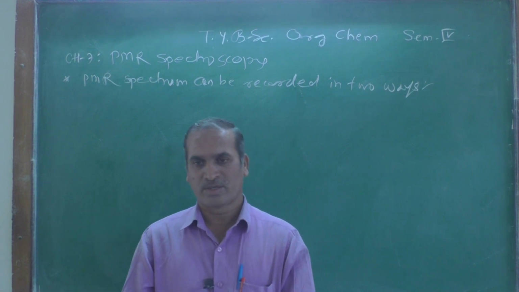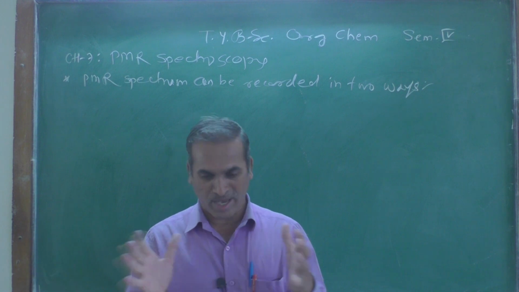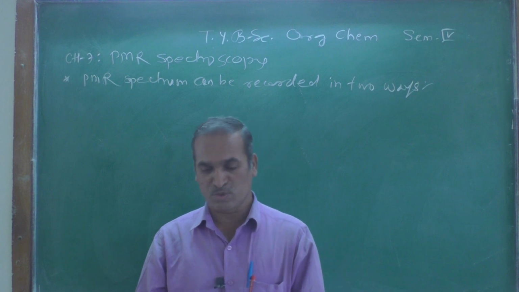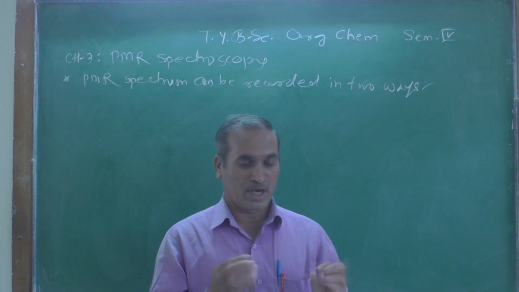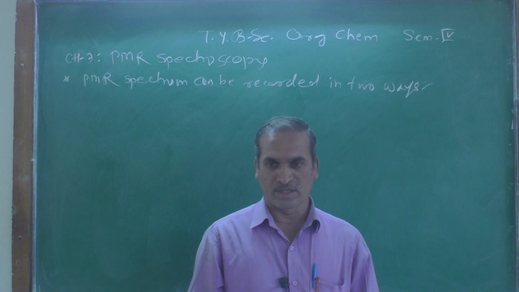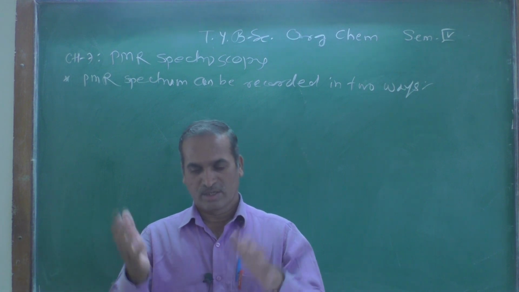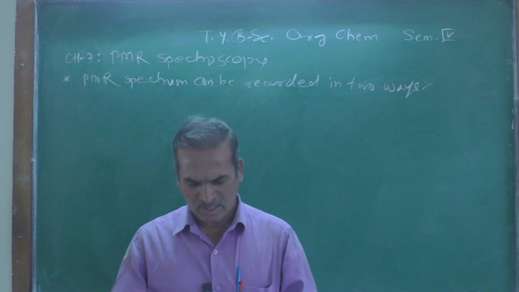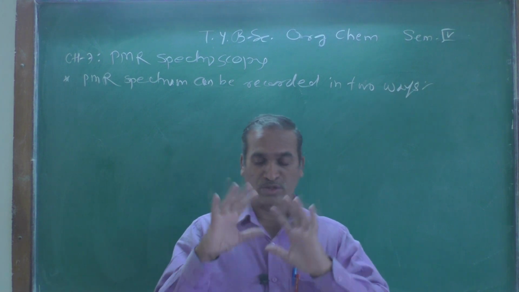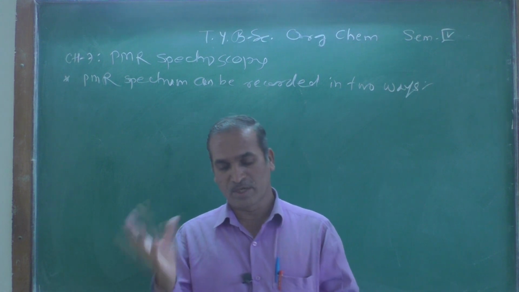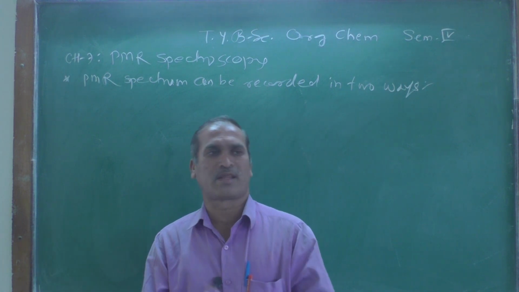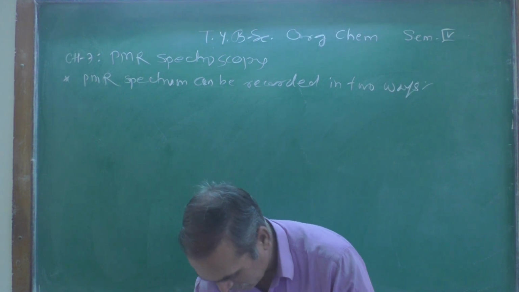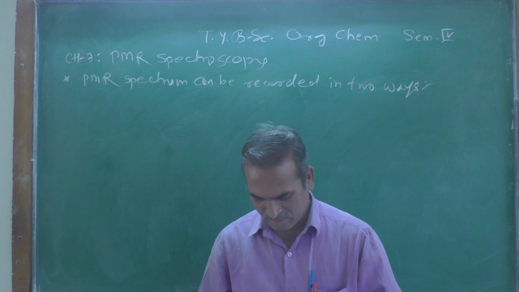How many parts are involved? That spectrophotometer consists of the following parts: a magnet, and what is the function of that magnet and how it is connected, since that instrument is very complicated, as we know. Then radio frequency oscillator, sweep generator, radio frequency detector, the recorders, and the sample holders. These are the instrumental parts present there.